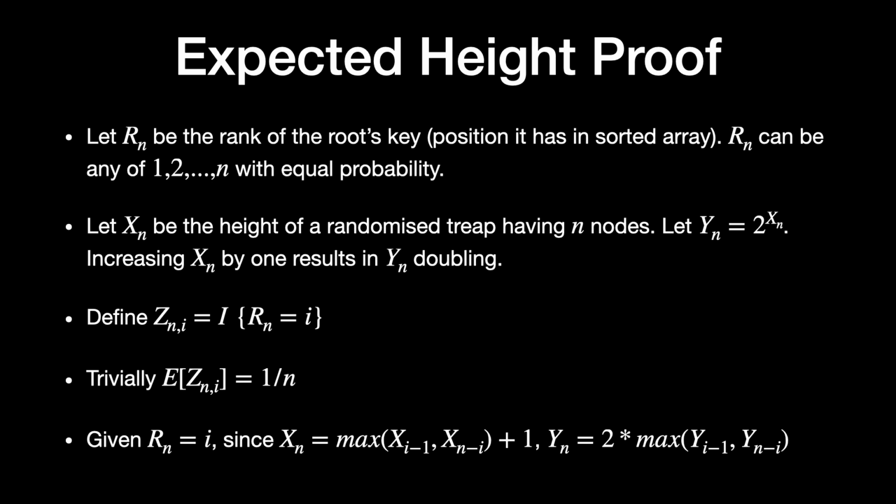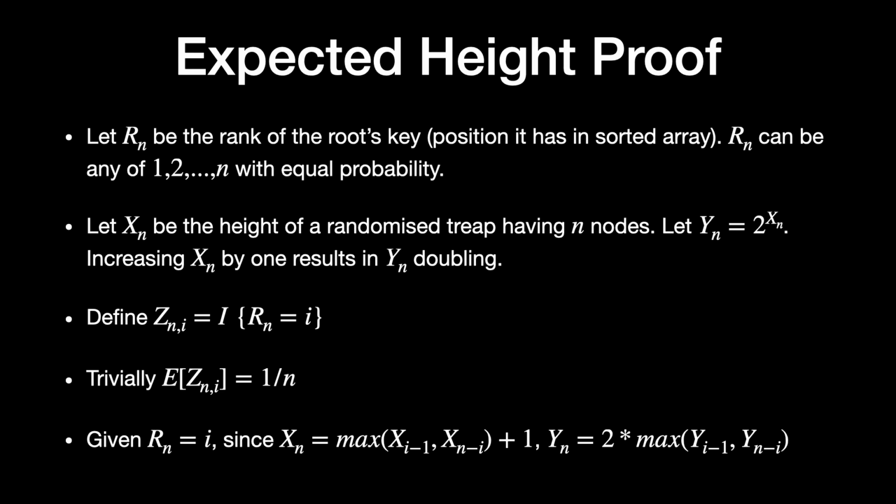So if Rn equals i, the left subtree of the root would have i minus 1 nodes, and they would have ranks from 1 to i minus 1. The right subtree would have n minus i nodes, and they would have ranks from i plus 1 to n. So Xn is equal to the maximum of the heights of the left subtree and the right subtree plus 1, because there's also the root. And consequently, Yn is going to be 2 times the max of Yi-1 and Yn-i, since increasing Xn by 1 doubles Y.